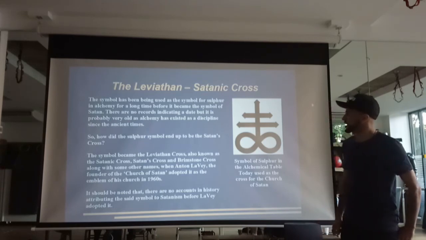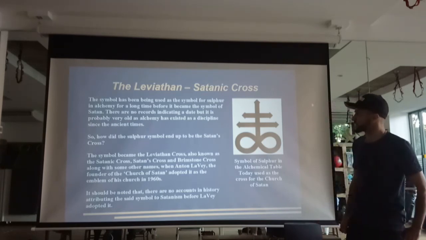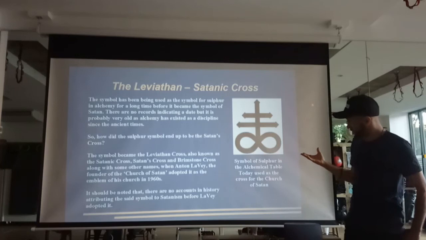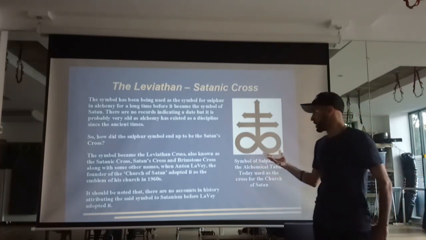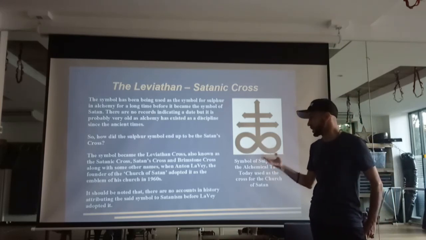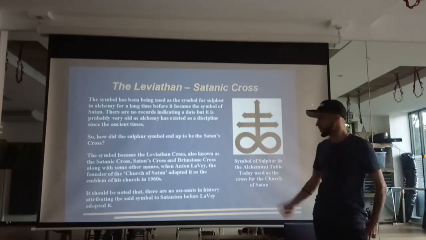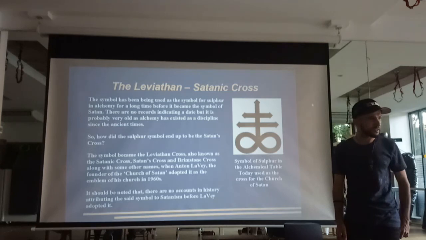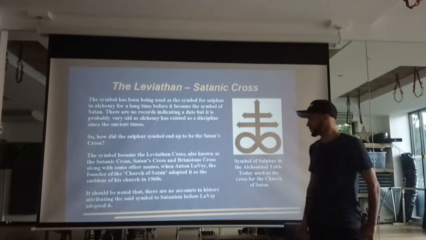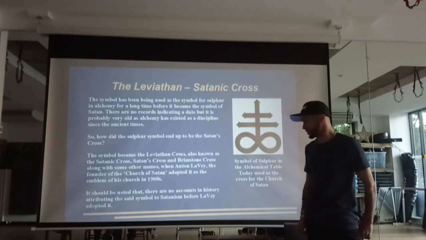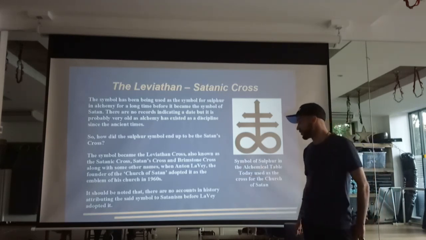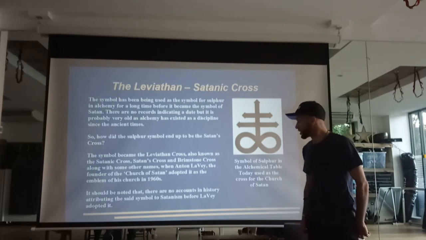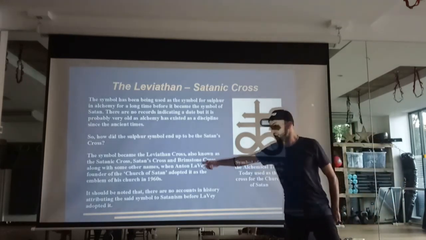There are no records indicating the date, but it is probably very old, as alchemy has existed as a discipline since ancient times. So how did the sulfur symbol end up as Satan's cross? The symbol became the Leviathan cross, also known as the Satanic cross, Satan's cross, and Brimstone cross, along with some other names, when Anton LaVey, or Levi, I think that's how his name is pronounced, the founder of the Church of Satan, adopted it as the emblem of his church in the 1960s. It should be noted that there are no accounts in history attributing the said symbol to Satanism before he adopted it.